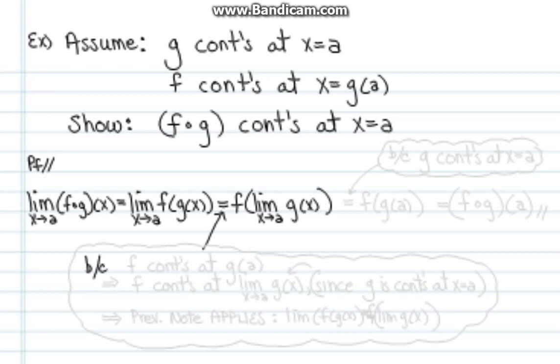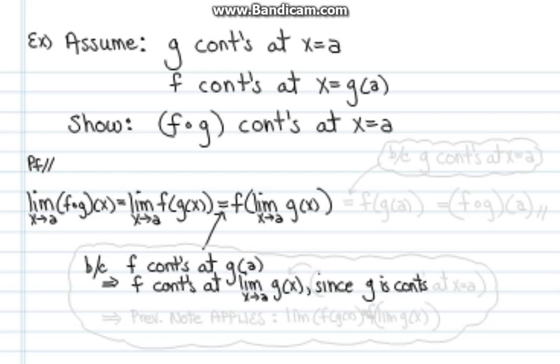Because if f is continuous at g of a, as we've assumed, that's the same as saying that it's continuous at the limit of g of x. Why is that the same? It's the same because we started by saying that g is continuous at x equals a. And again, what does it mean to be continuous? For g to be continuous at x equals a just means that g of a is the same as the limit of g of x. So we just replaced g of a with the limit as x approaches a of g of x. That's where that came from.